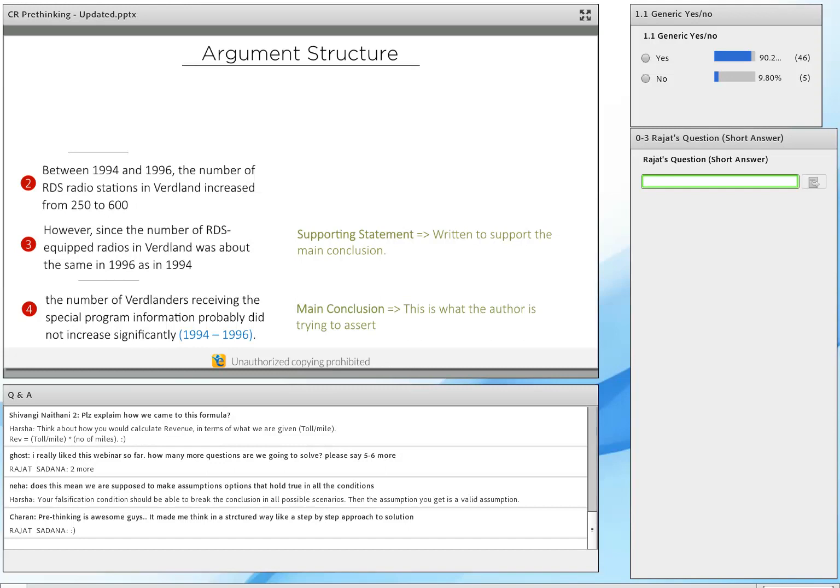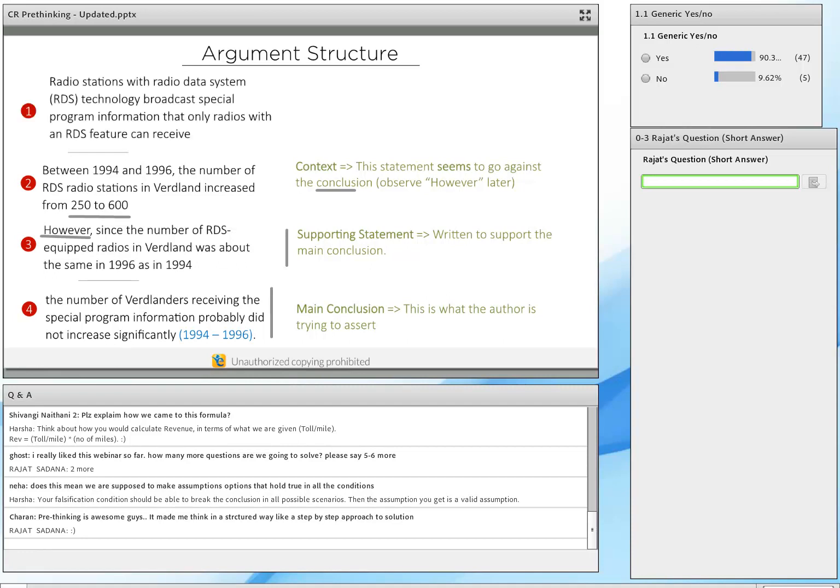Now, you see this word however between these two. What it means is that statement 2 and statement 3 go against each other. Because statement 3 is a supporting statement to the main conclusion, statement 2 seems to go against the main conclusion, because they're linked by however. And if you also think about the content, you can really say, hey, if you have more transmitting towers, more people should be reached, but the conclusion is saying that's not the case.